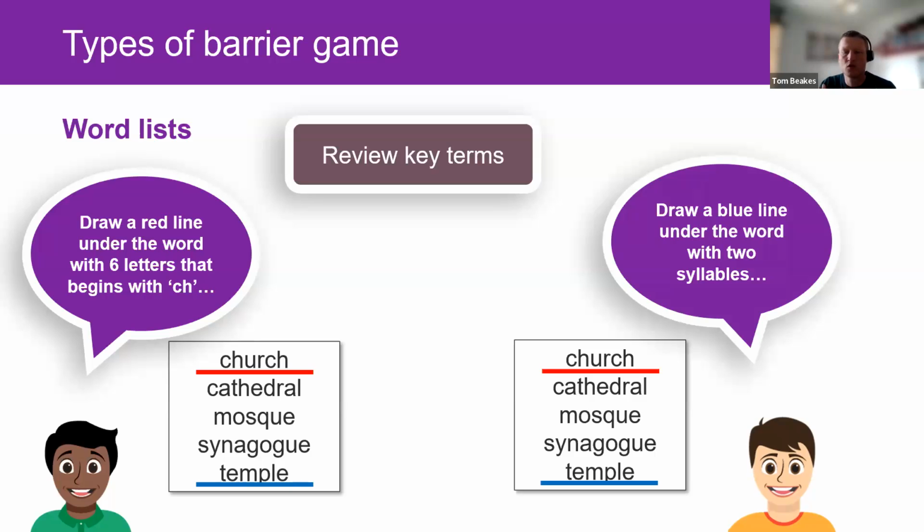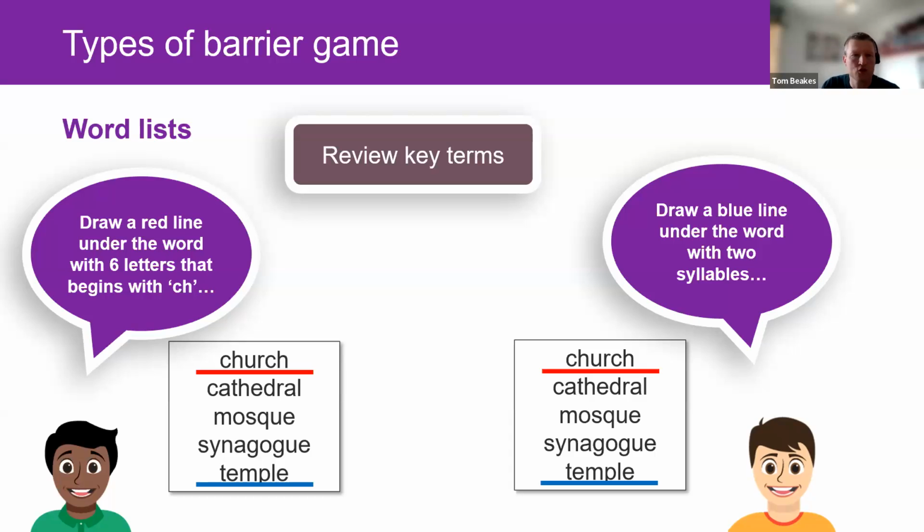And the descriptions that the children use can be either language or content focused or a combination. And so the example here are language focused clues. So they're talking about a word with 6 letters that begins with ch, or a word with 2 syllables. And obviously here the students are creating clues that relate to the sound or the spelling of the word.